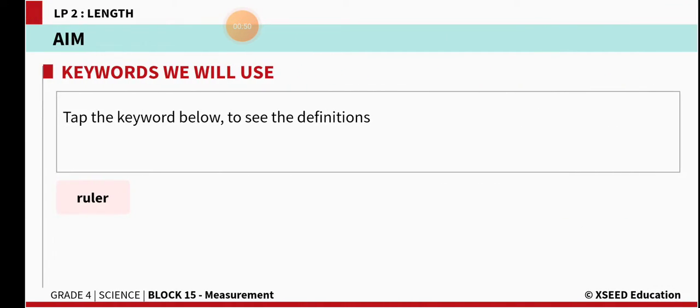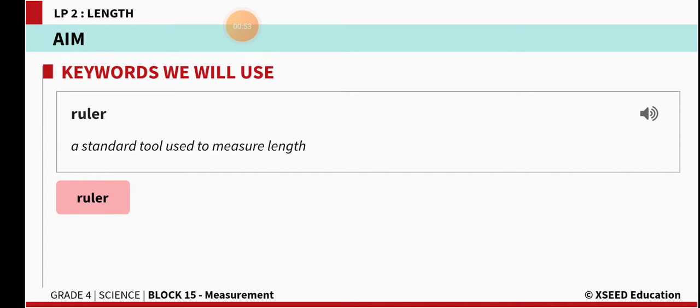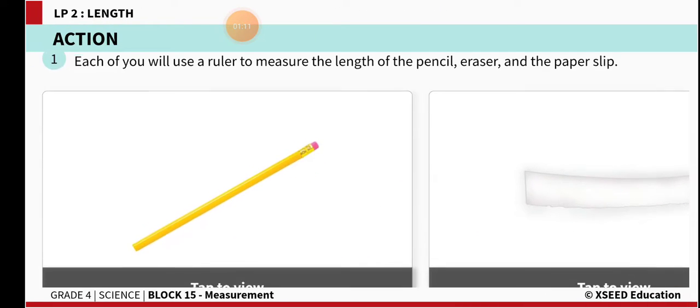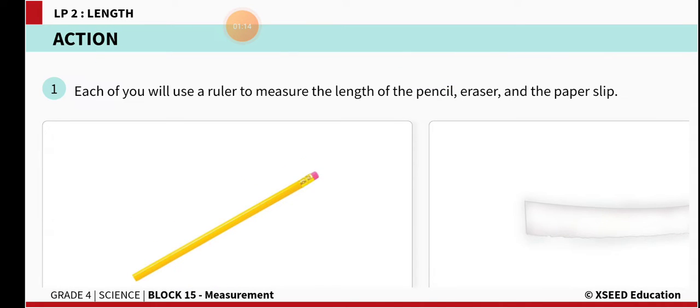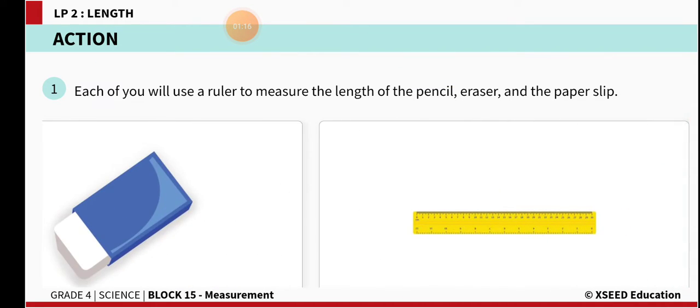And the keyword which you learn here is ruler. R-U-L-E-R. Ruler means a standard tool used to measure the length. Any tool which we use to measure the length is known as ruler. So these are the things you need to do your activity.